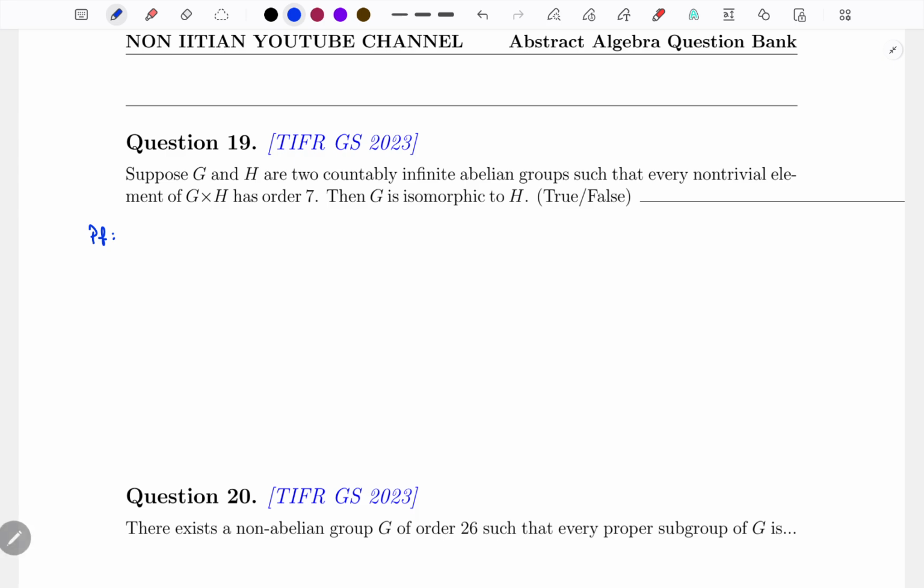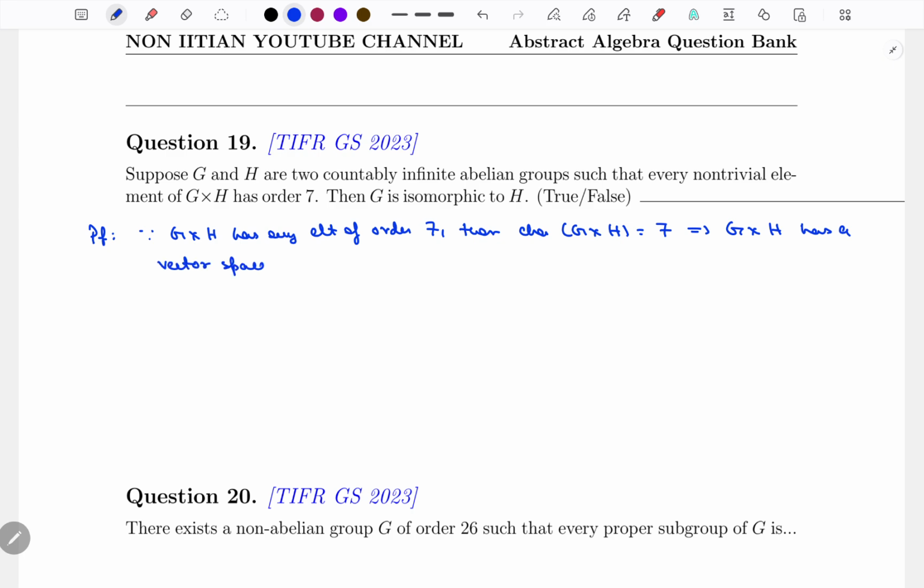See, the first thing which I can argue from here is that since G cross H has every element of order 7, the characteristic of G cross H has to be 7, right? But what does that mean? That means I can consider G cross H as a vector space over F7, right? Because you know that if you have an abelian group of characteristic p, then you can consider that to be a vector space over Fp.